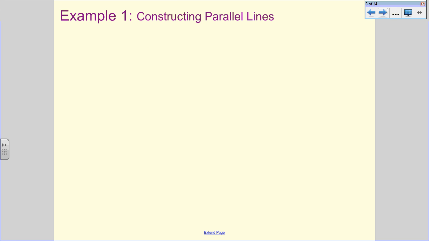So example 1, we're constructing parallel lines. They give you the whole list of directions there. We're actually going to pull this back up tomorrow, and I'm going to show you guys how to construct that and have you guys using some compasses in your note-taking guide tomorrow.